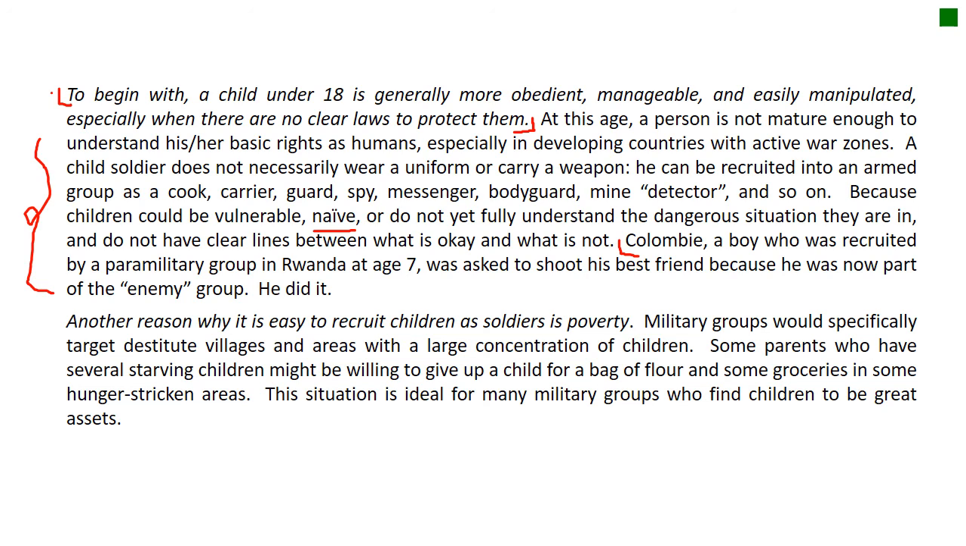A boy who was recruited by a paramilitary group in Rwanda. Paramilitary means it's not the official army of that country, the different groups, okay? Paramilitary group in Rwanda, a country in Africa with a huge conflict. At age seven, he was asked to shoot his best friend because he was now part of the enemy group. He did it. Of course, he didn't shoot him when he was 7.